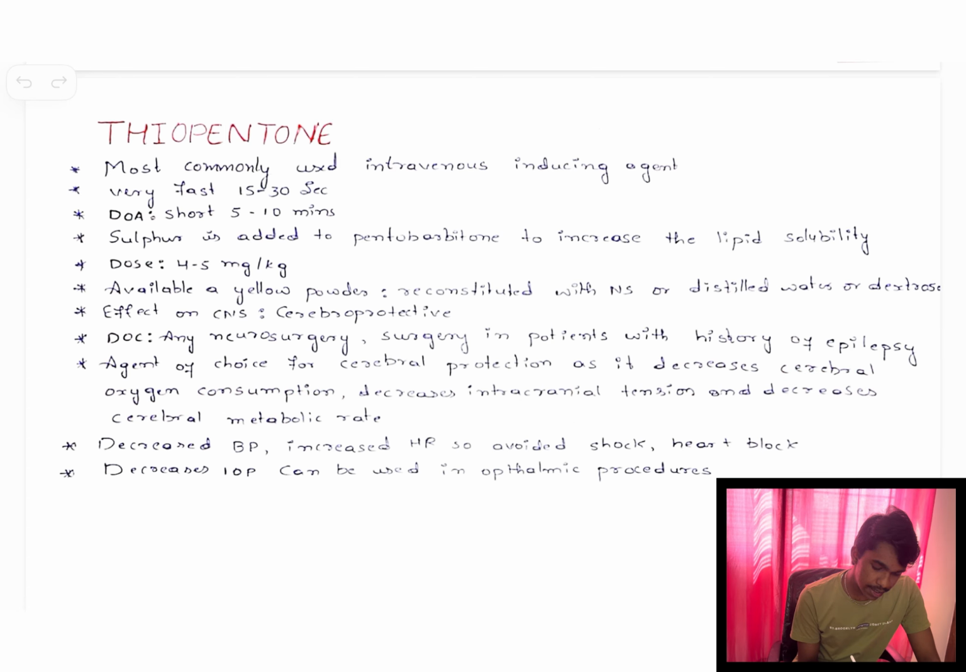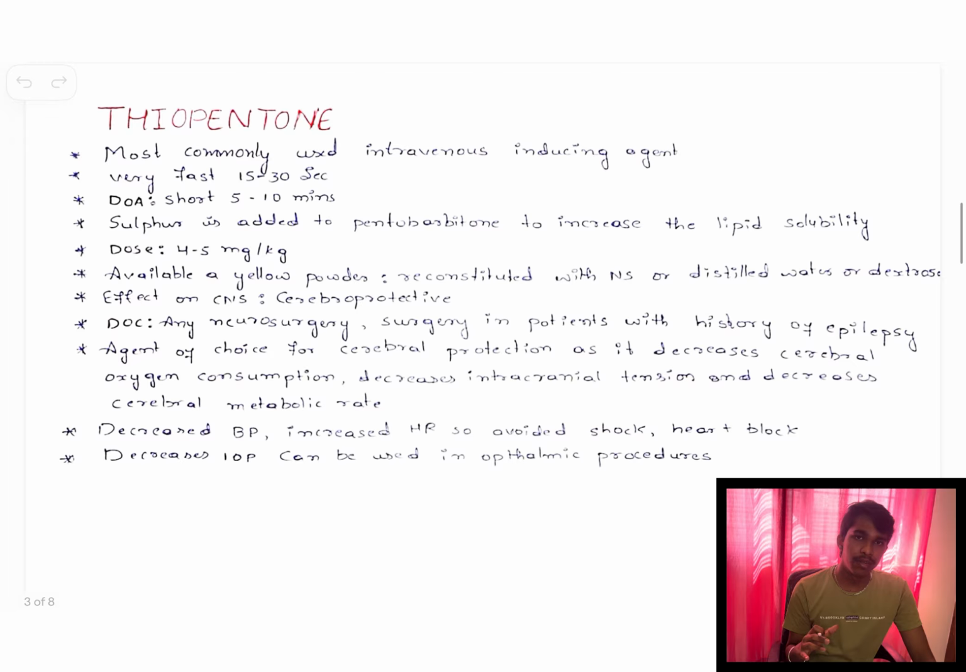It also decreases BP and increases heart rate. So it is contraindicated in shock and heart block patients. It decreases intraocular pressure. IOP means intraocular pressure, so it can be used in ophthalmic procedures. Always remember to write in order, so that you won't miss any points in the middle. Okay, now this was about thiopentone.